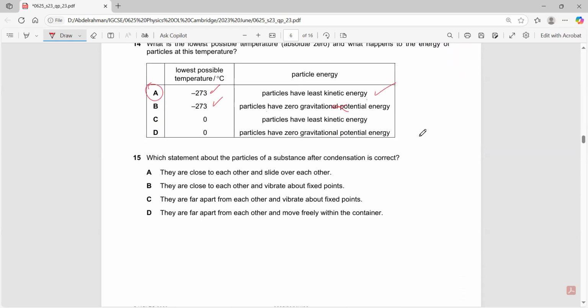Which statement about the particles of a substance after condensation is correct? After they condense, what happens? They are close to each other and slide over each other because they become liquid. Yes, this is true.